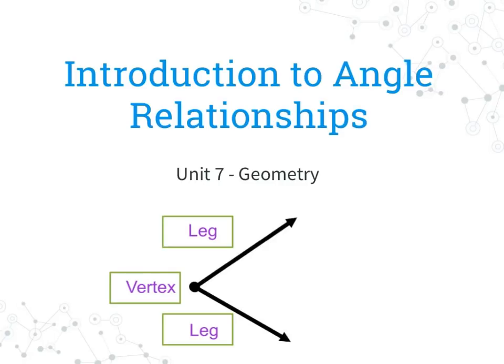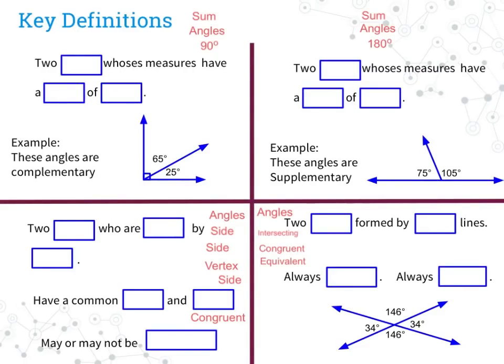Let's take a look at some other important vocabulary. Okay, let's take a look at some key definitions. When we're talking about angles and their relationships, we have four major relationships that we're going to discuss. The first of the relationship is when we're talking about complementary angles. Complementary angles are two angles whose sum have a measure of 90 degrees. So two angles whose measures have a sum of 90 degrees.